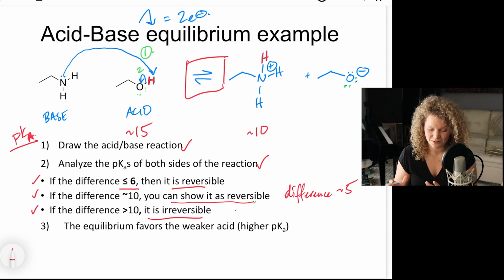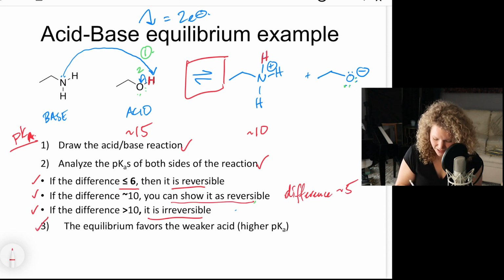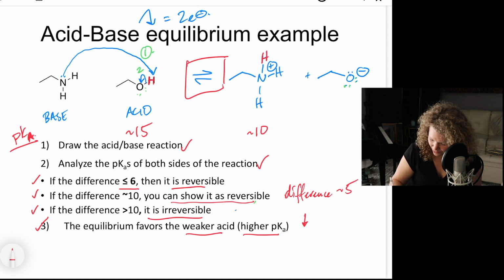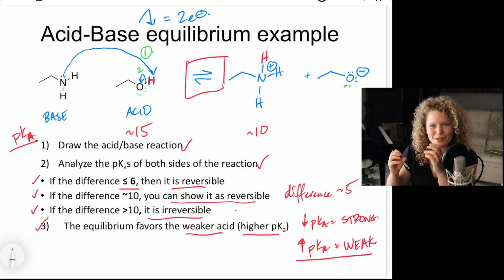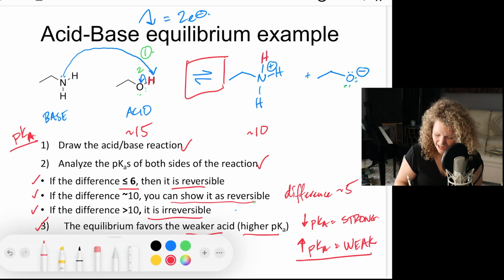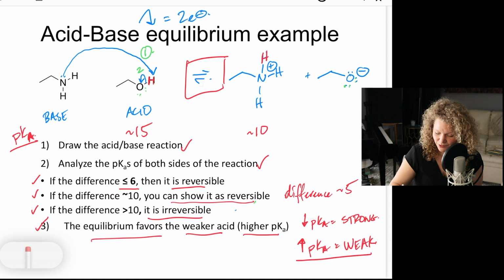It is reversible. But the third step here says the equilibrium favors the weaker acid or the higher pKa. Weaker acid, higher pKa. Don't forget that. So the lower the pKa, that means it's a strong acid. The higher the pKa means it's weak. It's useful to keep reminding yourself of this. So the equilibrium favors the weaker acid. This is going to help us redraw our equilibrium arrow.